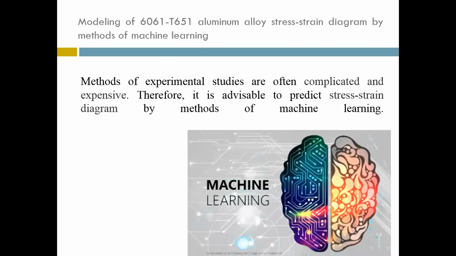Methods of experimental studies are often complicated and expensive. In particular, with a large amount of experimental data, they need to be generalized, that is, to find the dependence that most accurately approximates them. Therefore, in this case, it is advisable to use machine learning methods to solve such problems with great accuracy.